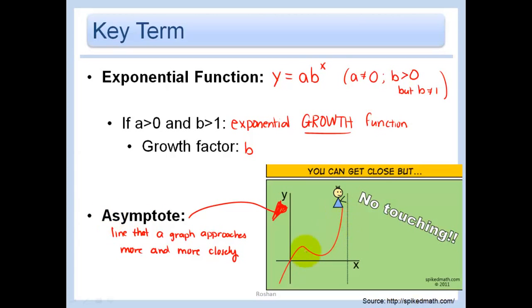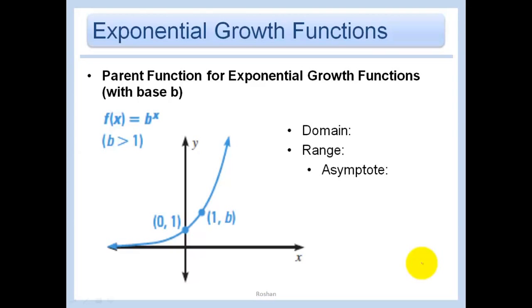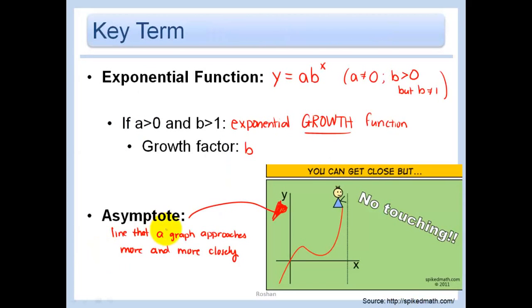In this comic here, it's saying the man's going along, no touching, because a vertical asymptote actually cannot be crossed, but we will also have horizontal asymptotes, which is what I'm talking about in this lesson. This graph means it's getting closer and closer to this line, which is y equals 0, as the x values approach negative infinity. So again, this illustration is just funny because it says you can get close but no touching, and so that might help you remember what an asymptote is. But let me make it clear that you can cross a horizontal asymptote.